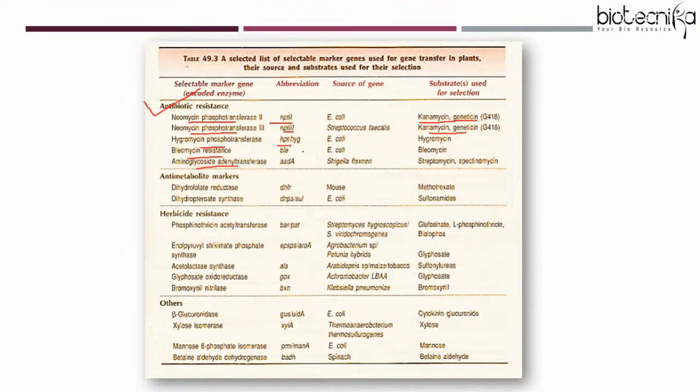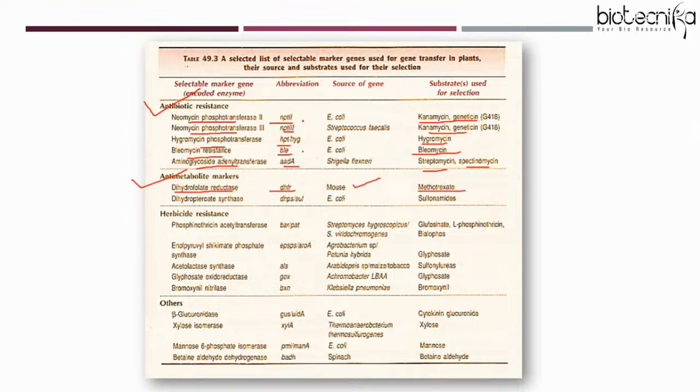For the HPT gene, as the name indicates, hygromycin. For bleomycin, as the name indicates, bleomycin substrate. And for aminoglycoside, the substrate used for selection will be streptomycin and spectinomycin. The second category is anti-metabolite markers. That includes dihydrofolate reductase, the most commonly used marker DHFR, and the substrate used over here is methotrexate, obtained from mouse.